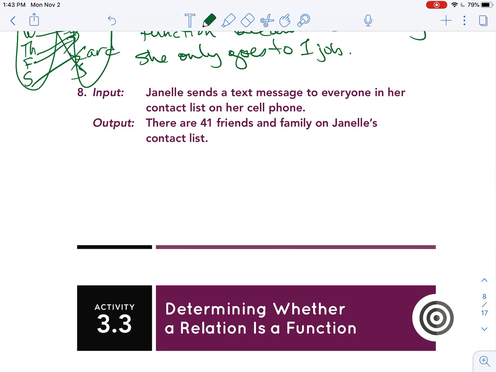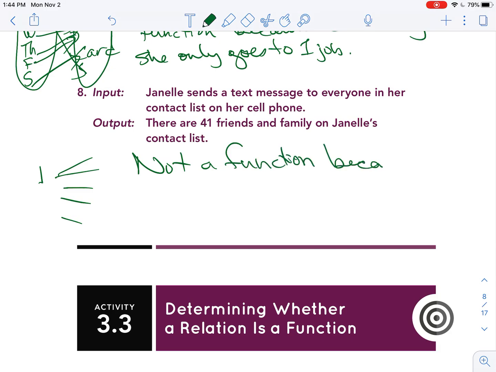Okay. Janelle sends a text message to everyone in her contact list on her cell phone. There are 41 friends and family on Janelle's contact list. She only sent 1 text message. She has 1 message and it's going to all these people. So this is not a function, because 1 text goes to 41 people.